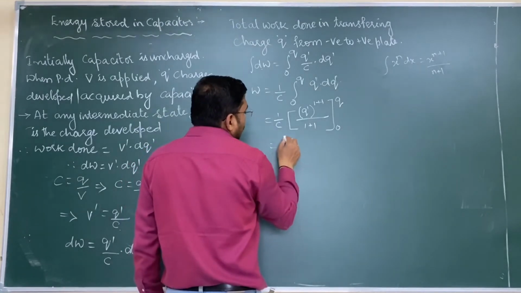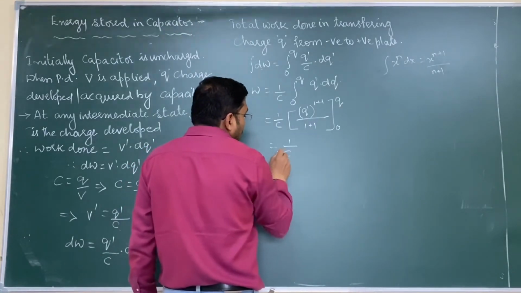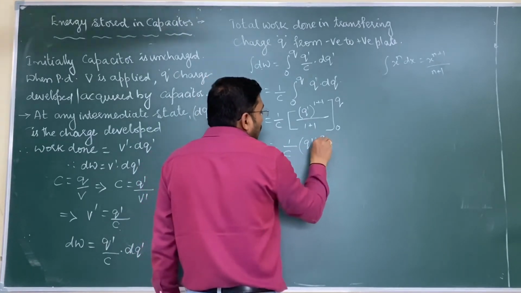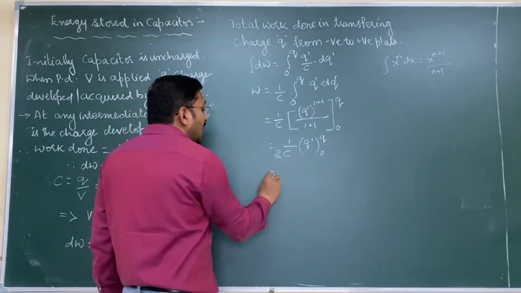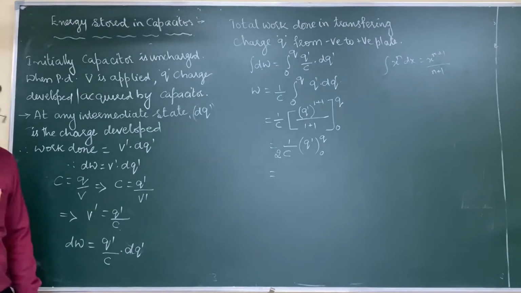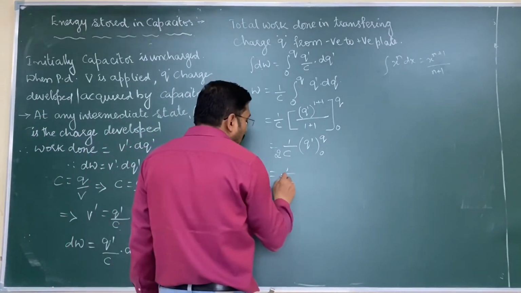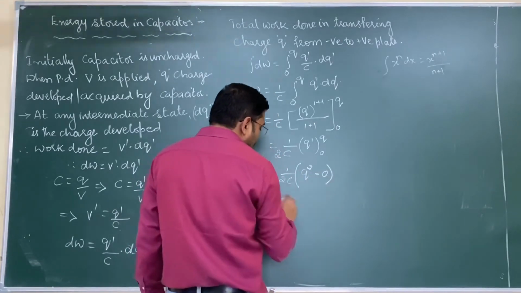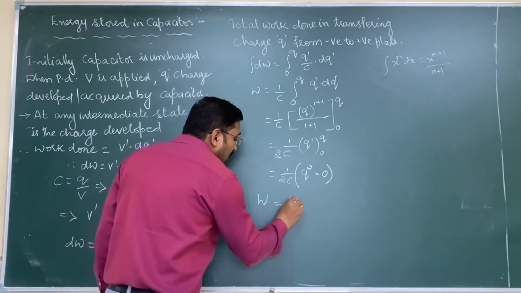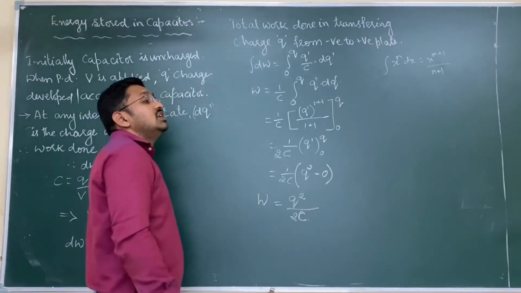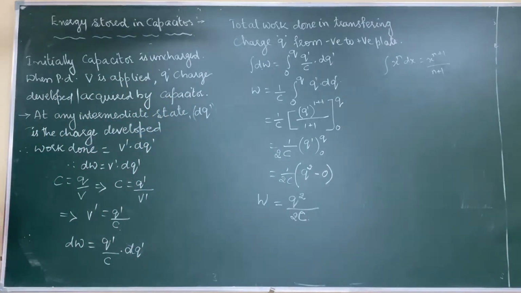Okay, that is equal to 1 upon c, take this 2 to this side, 2c into q dash squared, limits running from 0 to q. That is, wherever q dash is there, use q. Okay, next upper limit, it is q square minus 0. Therefore, work done is equal to q square divided by 2c. That is q square by 2c.